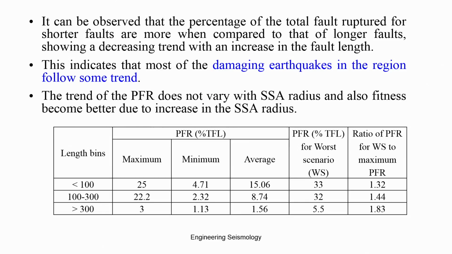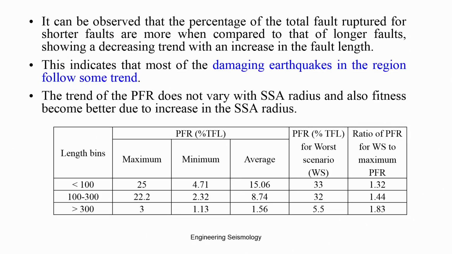It can be observed from the percentage of the total fault rupture that a short fault length has more rupture compared to a long fault length, showing a decrease in the trend with increasing fault length. The RLD is actually a function of the length of the fault, which is again controlled by the geology and rock properties in the region. It indicates that most of the damaging earthquakes in the region somewhat follow a trend which is unique. The trend of PFR, the fault rupture ratio, does not vary with the seismic study area, and also fits better with an increase in the seismic study area radius.